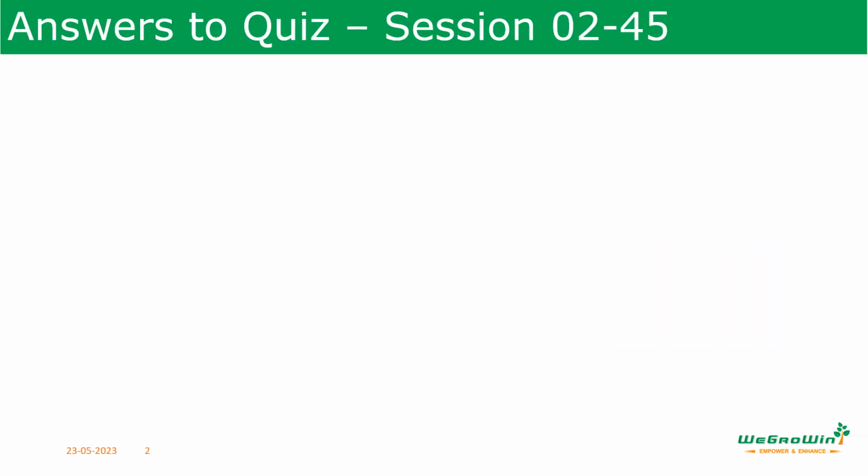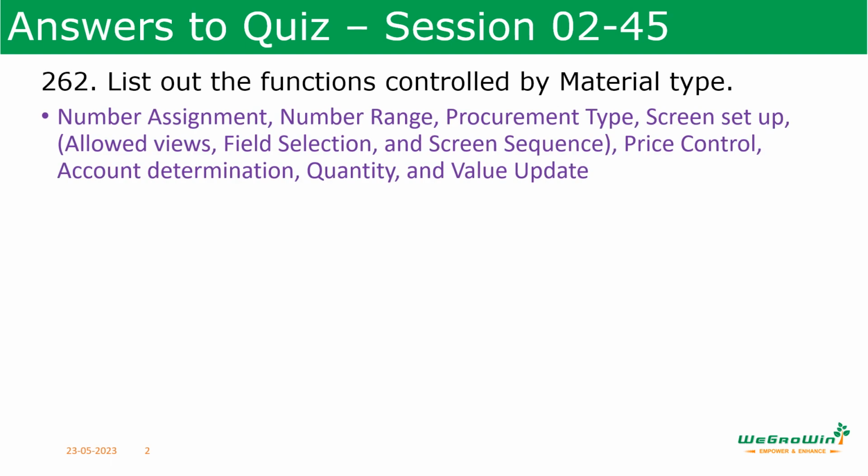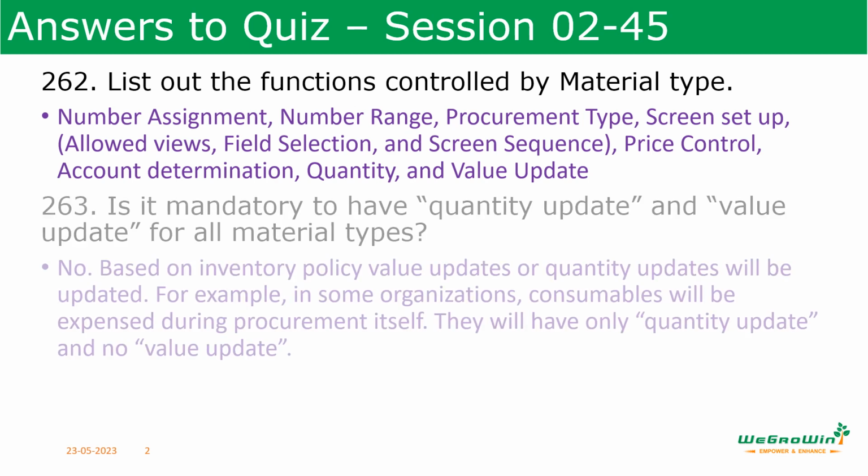Before going into the session, let us review answers for the quizzes of previous session. List out the functions controlled by material type. The material type controls the functions like number assignment, number range, procurement type, screen setup like allowed fields, field selection, screen sequences, then price control, standard or moving average, then account determination, quantity and value updates.